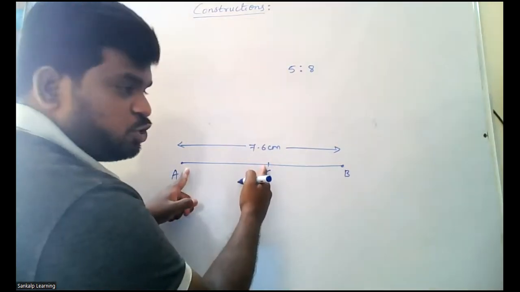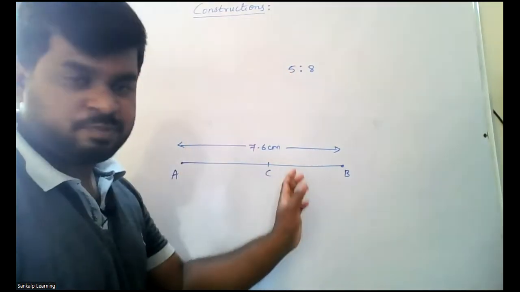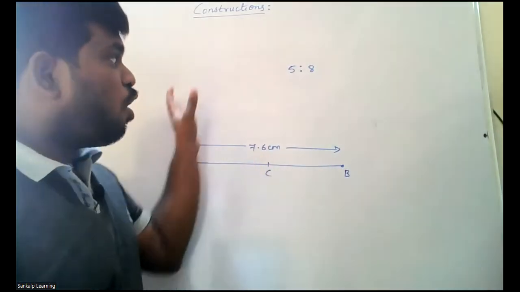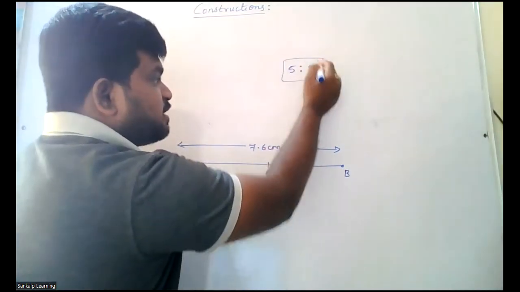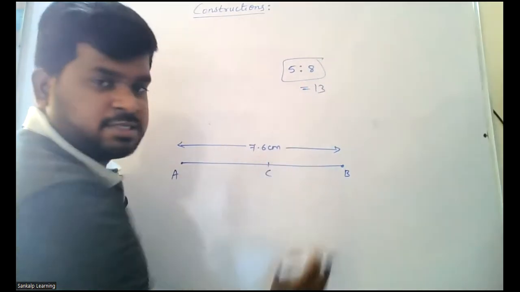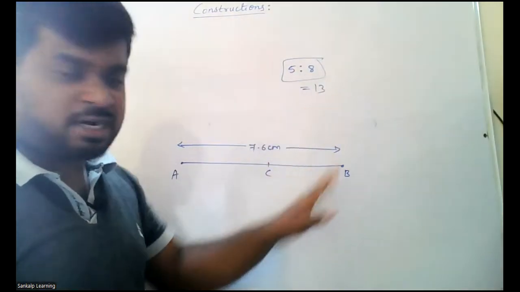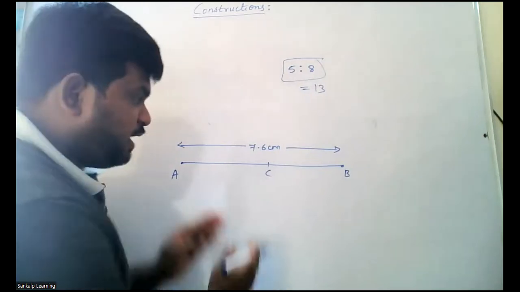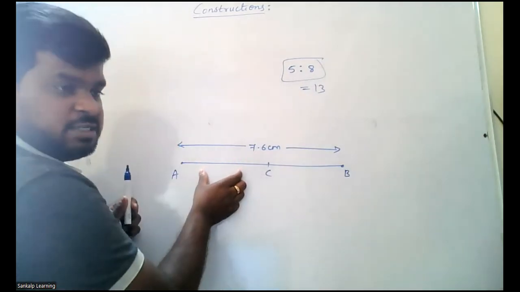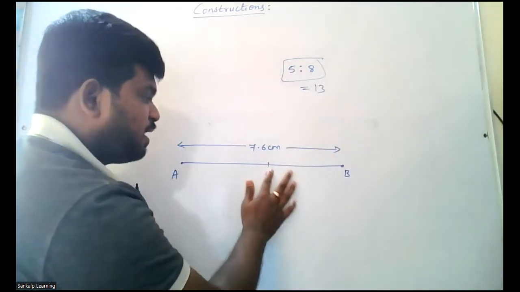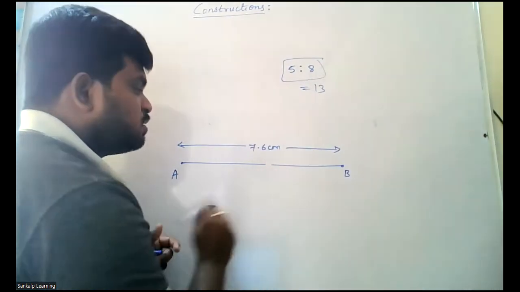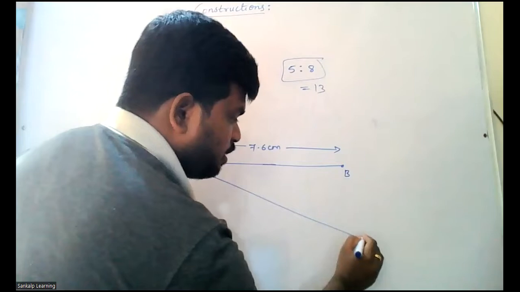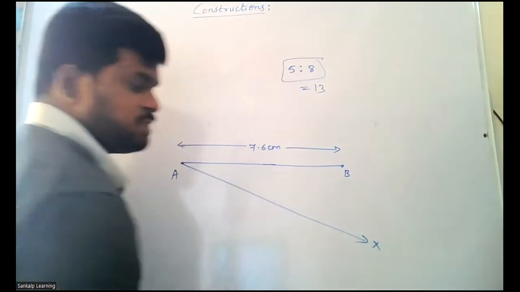This part should have 5 equal parts and this should have 8 equal parts in it. Which means on the whole I'm dividing this complete line into 13 parts, since 5 plus 8 is 13. Out of that 13, the first 5 will go with the first part, the next 8 with the second part. That is what we have to do. So how to do that? For that, I'm going to draw a ray. Let's say it is AX.